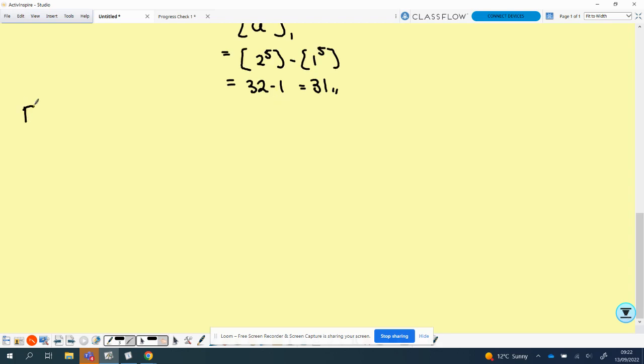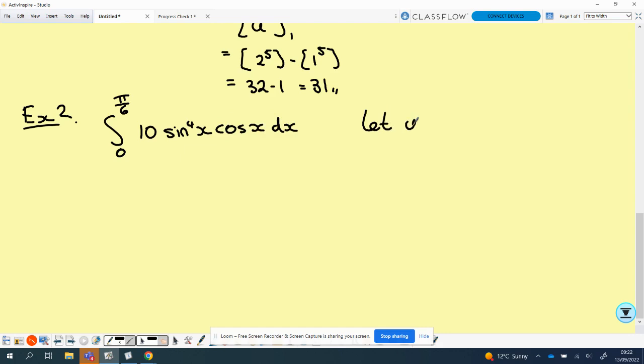So example number 2, we're going to integrate the limits pi over 6 and 0 of 10 sine to the power of 4 x cos x dx. And here we're going to let u equal sine x.